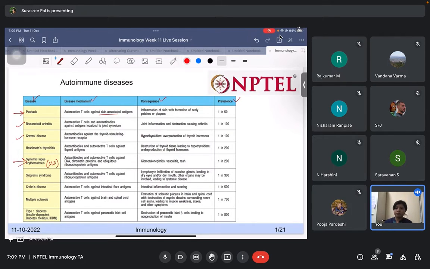And obviously from these prevalence, you can understand that in several people, this tolerance mechanism, this tolerance that ensures that your self antibodies or your self T cells will not act against any self antigen, this tolerance mechanism is breached. So while I'm talking about tolerance mechanism, let's just discuss what are these tolerance mechanisms.